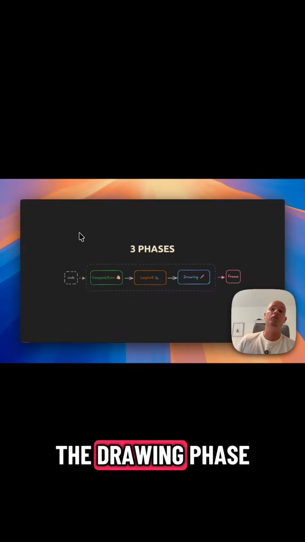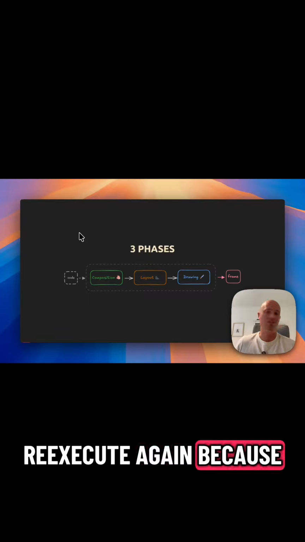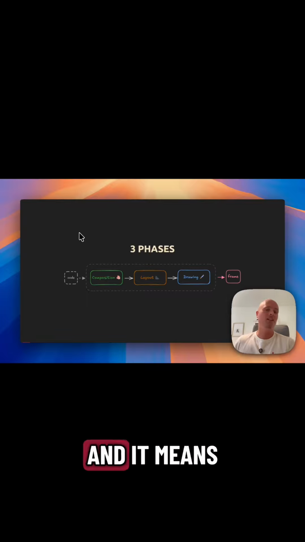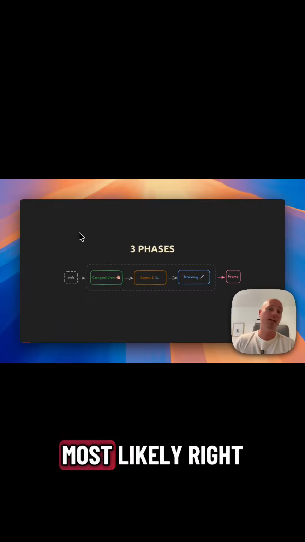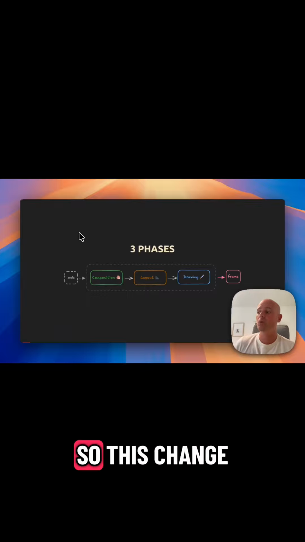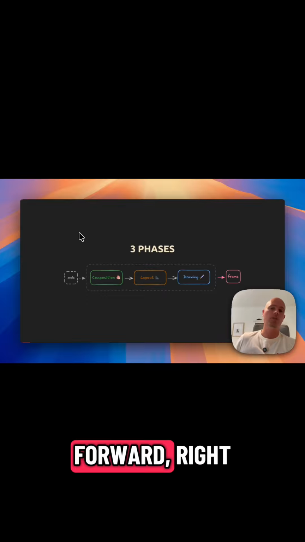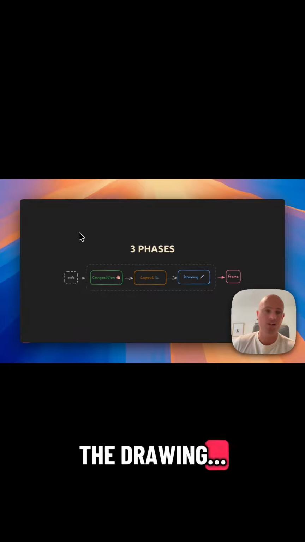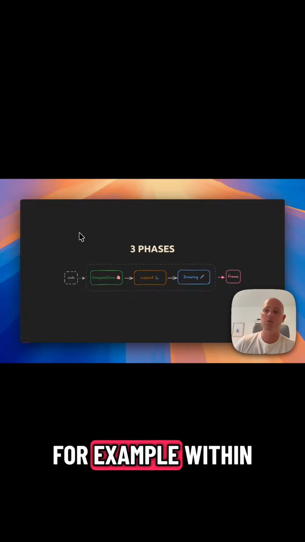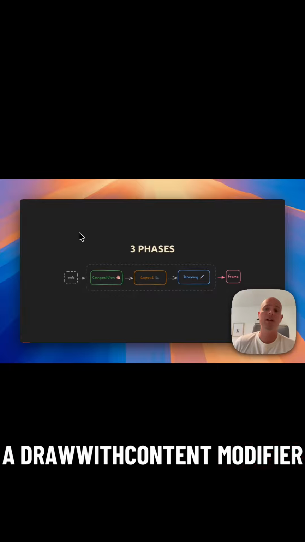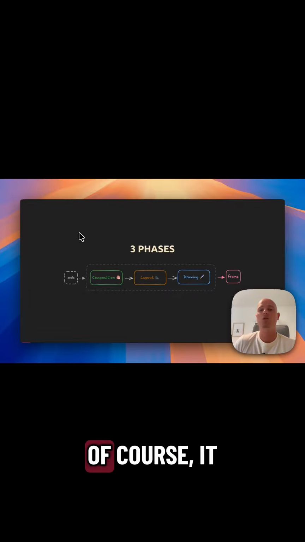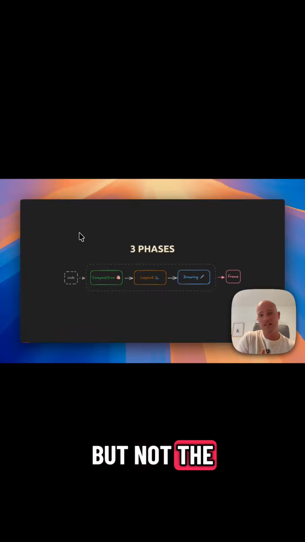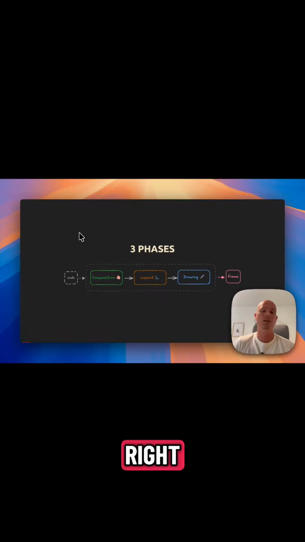And maybe also the drawing phase, right? We'll need to re-execute it again because the layout is going to have a different size or a different position. And it means that we need to draw it again, most likely, right? So these changes normally cascade forward. And then finally, if we read some state from a custom drawing modifier, let's say, for example, within a draw with content modifier, if the state changes, of course, it will cause the drawing phase to run again on that composable, but not the layout phase or the composition phase, right?